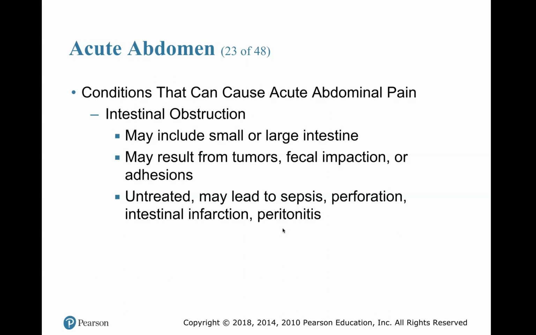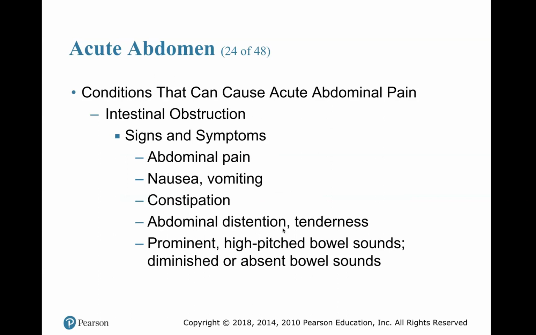Intestinal obstruction may include small or large intestines, may result from tumors, fecal impaction, or adhesions. Untreated may lead to sepsis, perforation, intestinal infarction, and peritonitis. Signs and symptoms: abdominal pain, nausea, vomiting, constipation, abdominal distension, tenderness, prominent high-pitched bowel sounds, diminished or absent bowel sounds. How would you know about bowel sounds? Well, I'm going to tell you. You're going to take your little stethoscope and you're going to listen to the epigastrium, or the stomach.